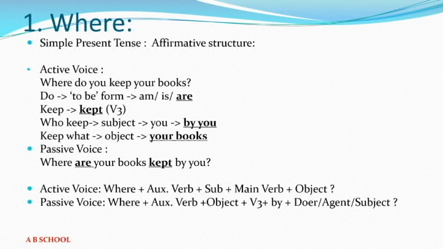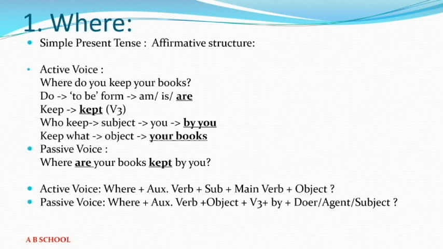And the passive voice structure: where plus the auxiliary verb, that is the to be form, plus the object, plus the third form of the verb, plus by, plus the doer of the action, or more technically you also call it the agent. Okay, not the subject but the agent, because again that confusion is there, whether what is the subject and what is the object in the sentence.